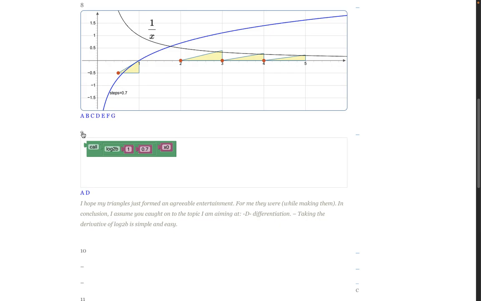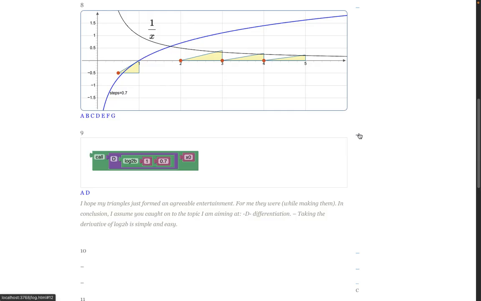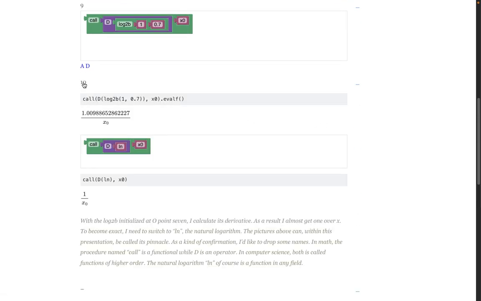I hope my triangles just formed an agreeable entertainment. For me they were, while making them. In conclusion, I assume you caught on to the topic I am aiming at. Differentiation. Taking the derivative of log2b is simple and easy. With the log2b initialized at 0.7, I calculate its derivative. As a result, I almost get 1 over x.